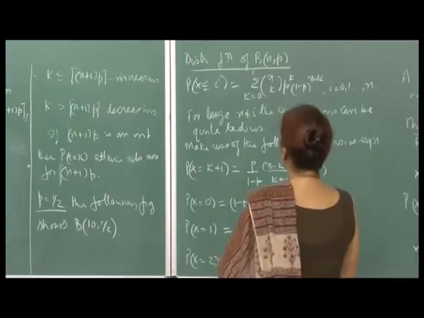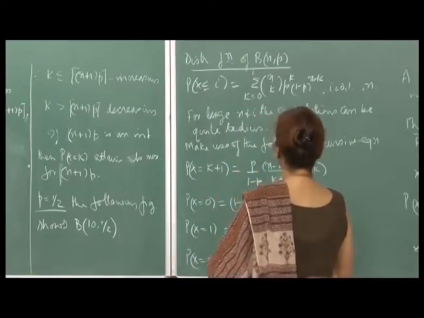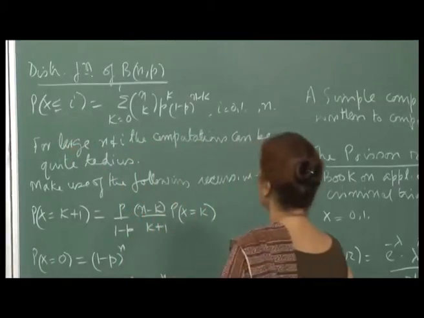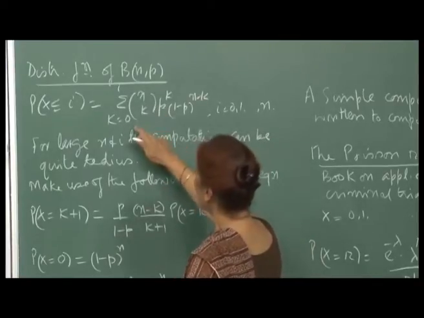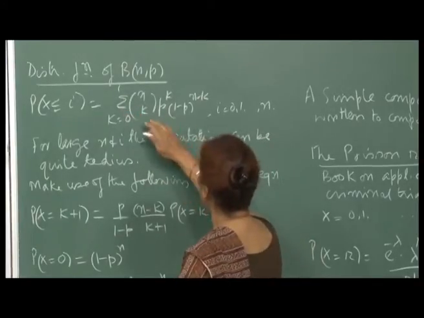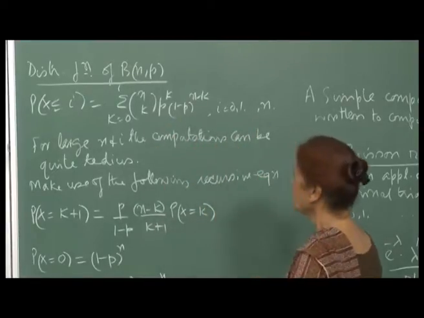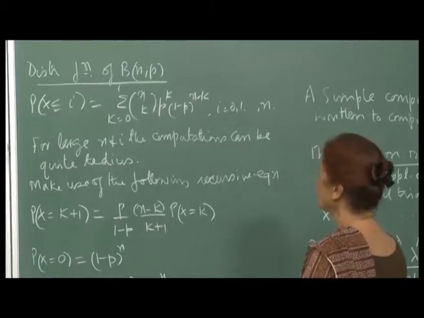Now, let us look at the distribution function of the binomial random variable. That means you want to compute the probability that X is less than or equal to i, and here the expression would be that you have to sum up all these individual probabilities from 0 to i that the random variable takes, right.